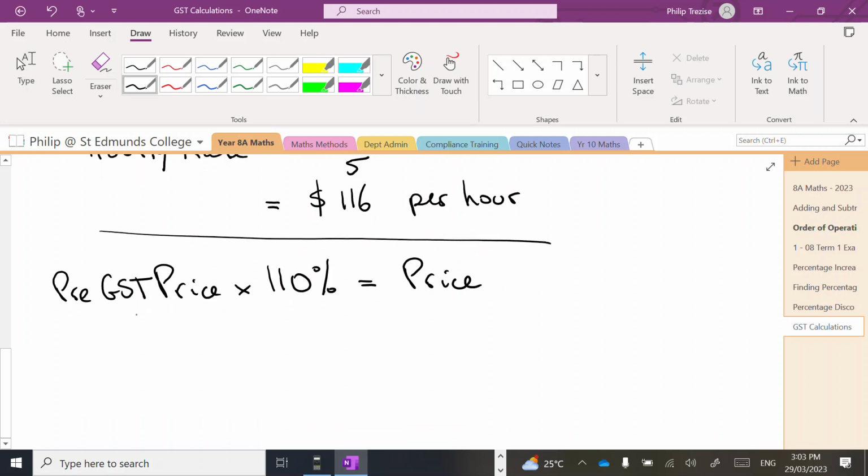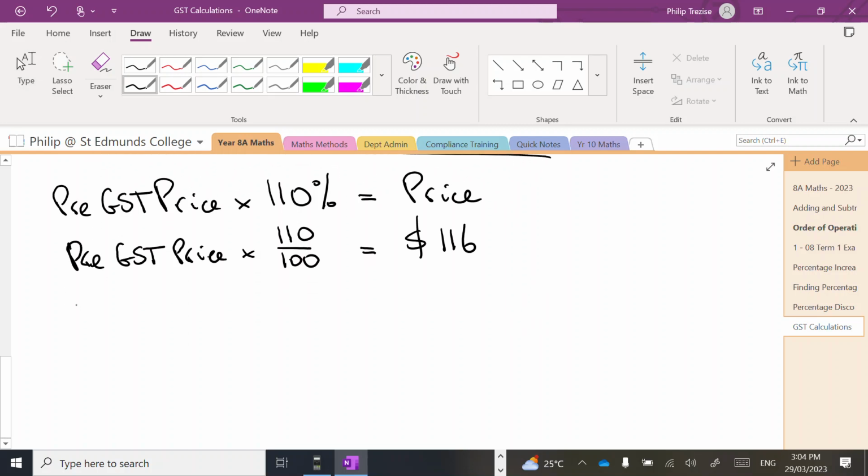So we don't know the pre-GST price. We know how much the customer actually pays is $116 per hour. We want to know the pre-GST price. That's what we're trying to find. Now, I'll change my 110% to be 110 over 100 as a fraction. So my pre-GST price, dividing by 100 would make that 1.1.